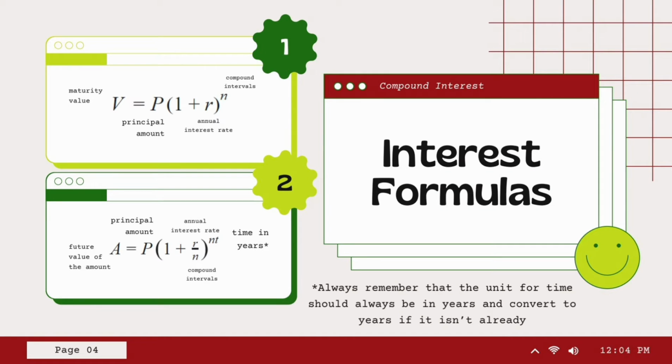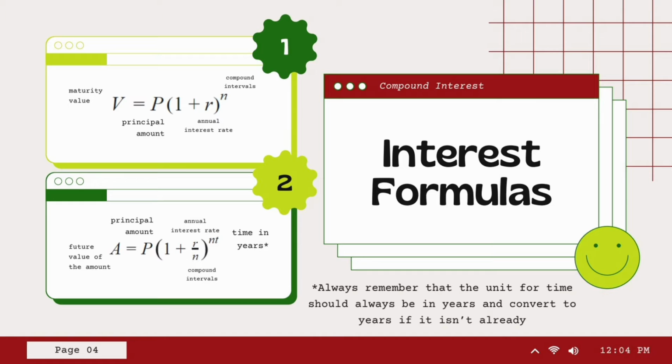With that said, let us look at the formulas related to compound interest. First, we have the maturity value formula. V equals P times quantity 1 plus R to the power of N, wherein V is the maturity value of the amount, P is the principal amount, R is the annual interest rate, and N is the compound intervals.